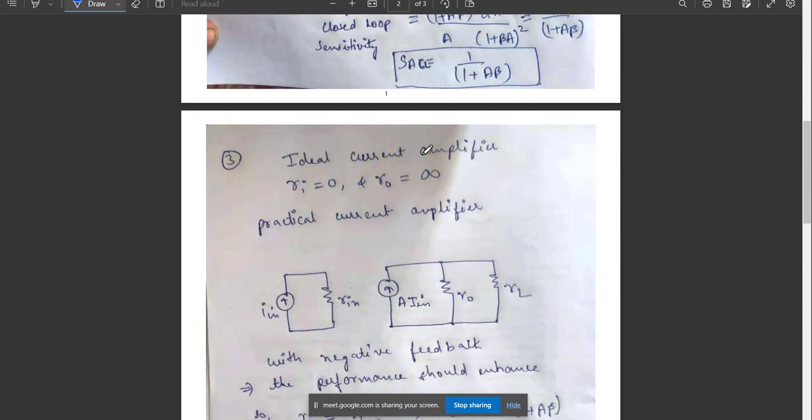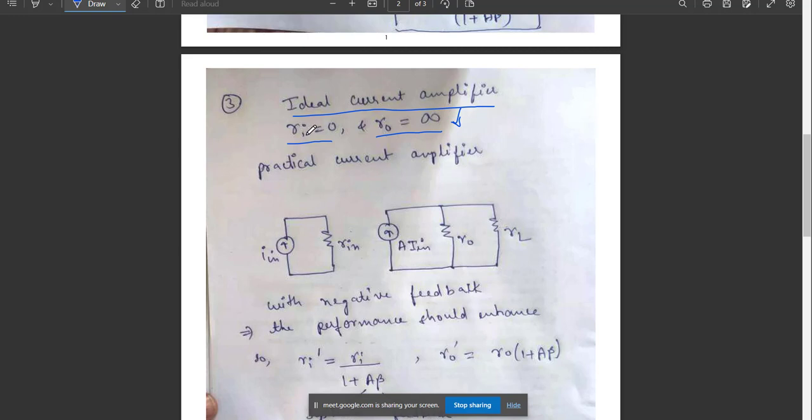Okay, so for an ideal current amplifier, we know that input impedance will be equal to 0 and output impedance will be equal to infinity, right? This is for the ideal current amplifier. Now for a practical current amplifier, Ri will be very low and Ro will be very high, but there will be some values. They won't be 0 and infinity.